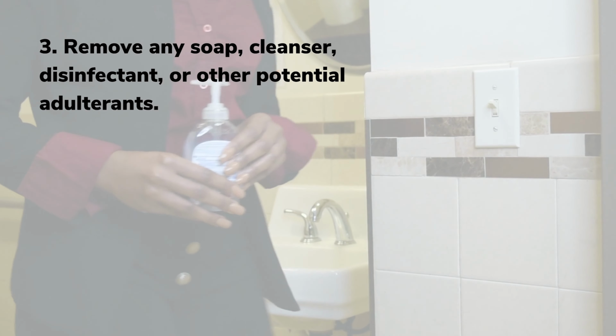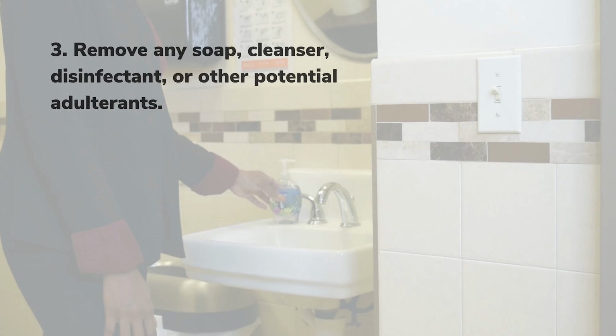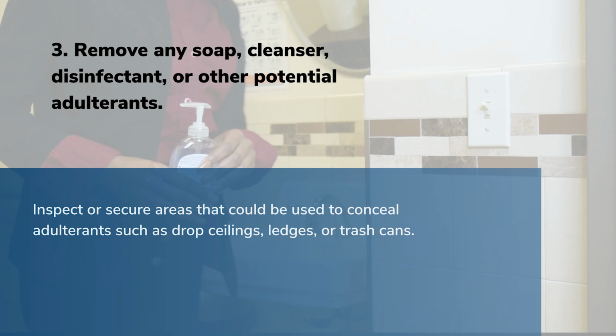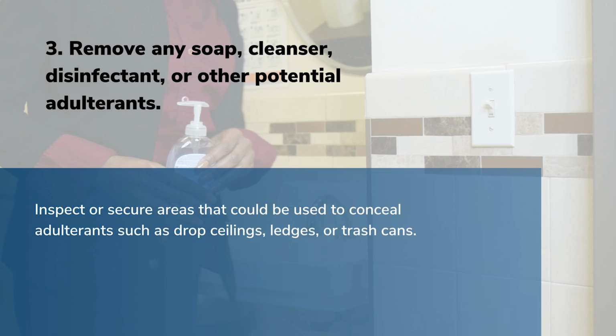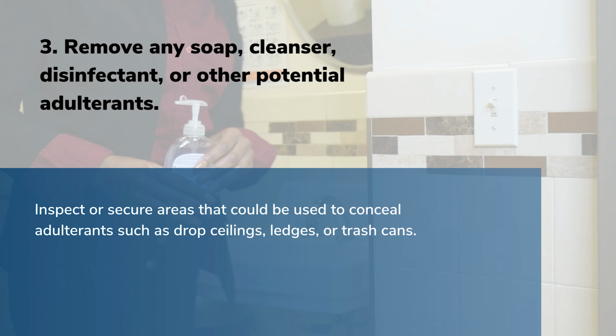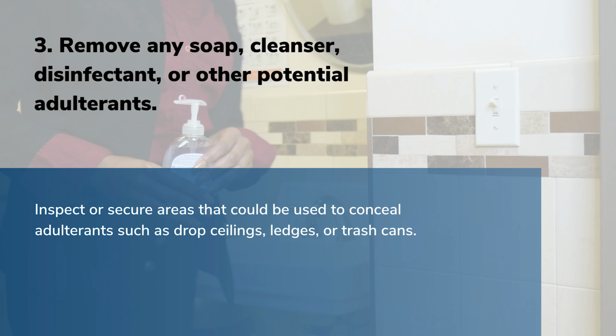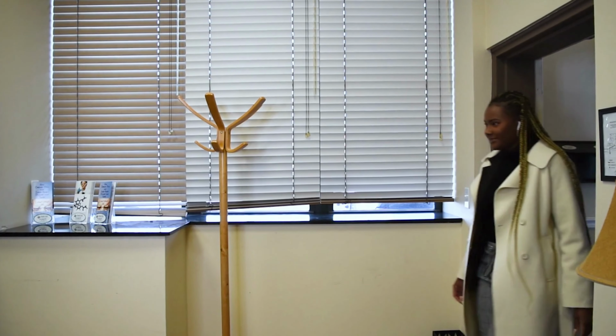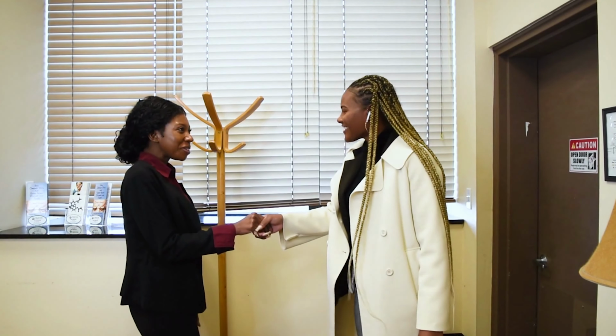Third, remove any soap, cleanser, disinfectant, or other potential adulterants. Inspect and/or secure areas that could be used to conceal adulterants, such as drop ceilings, ledges, or trash cans. Next, greet the donor and verify his or her identity with a government-issued photo ID.